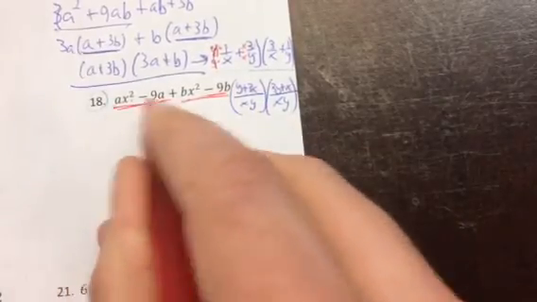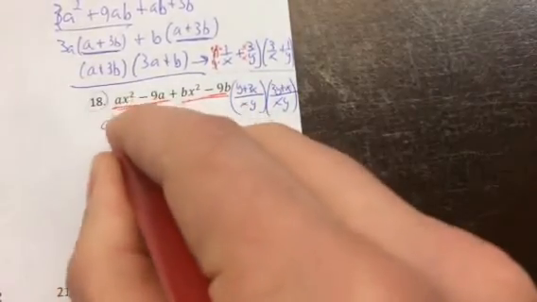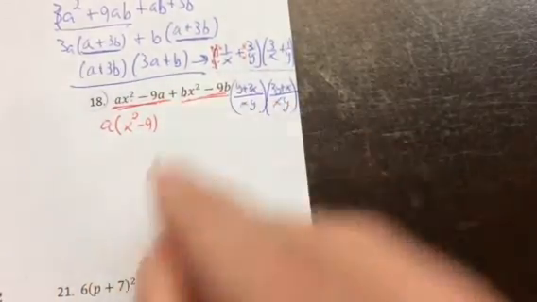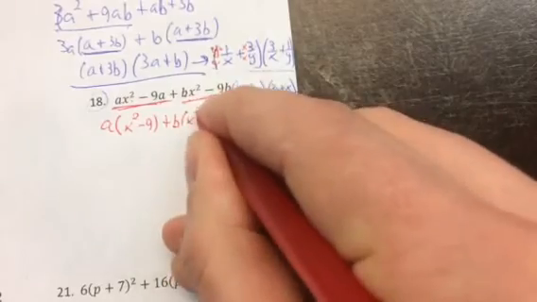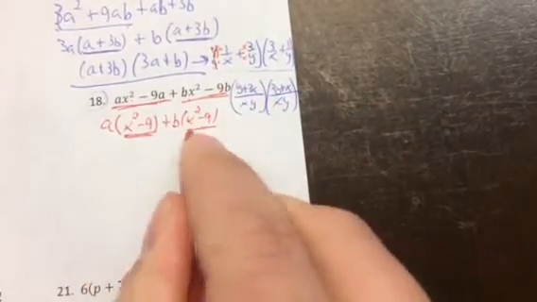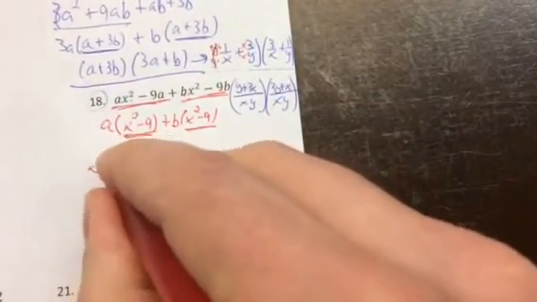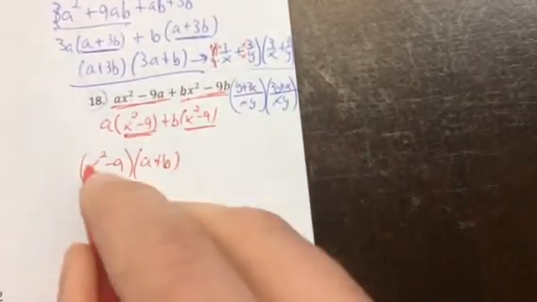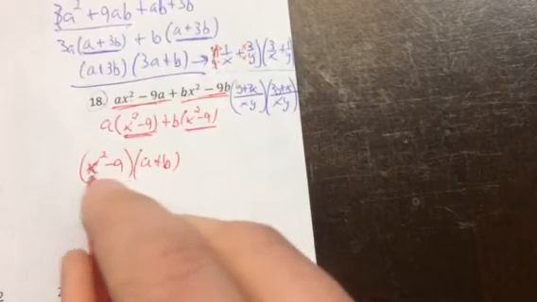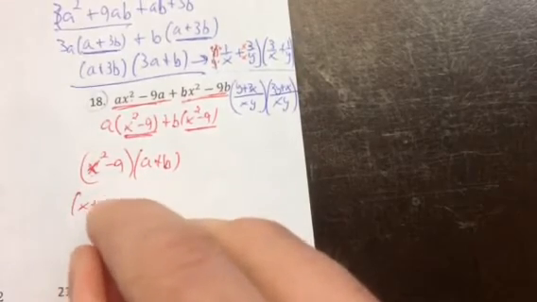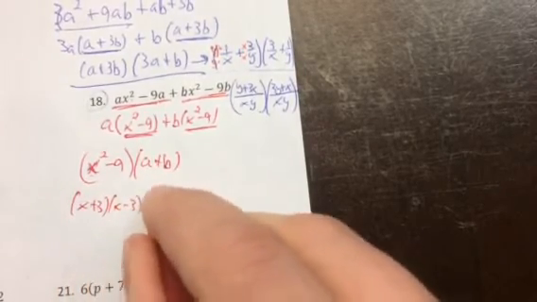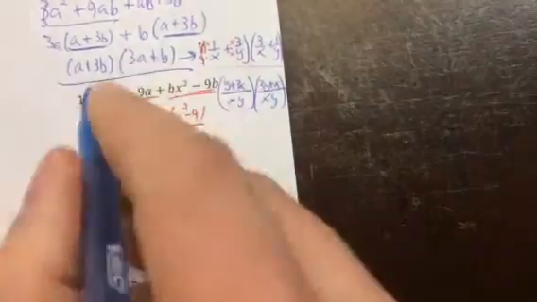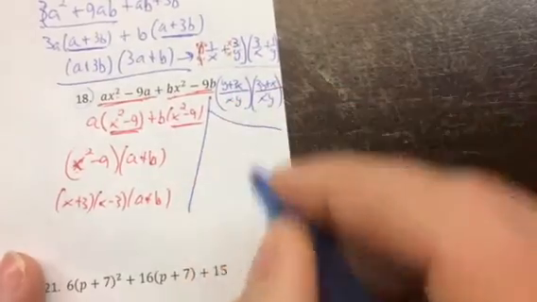The first is these both have an a in common. So it's a times x squared minus 9. These both have a b in common. So b times x squared minus 9. And now that they both have an x squared minus 9 in common, this is x squared minus 9 times a plus b. And then this can be broken up even more because it's a difference of two squares: x plus 3, x minus 3 times a plus b. So that's fully factored.